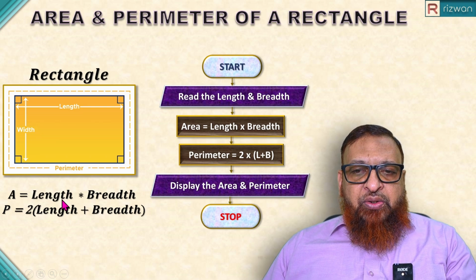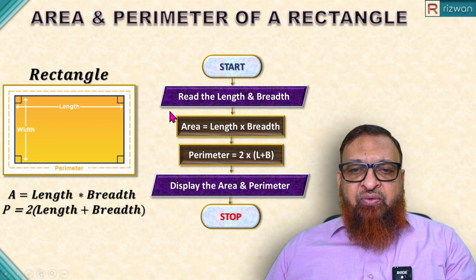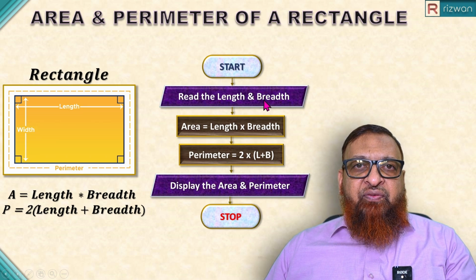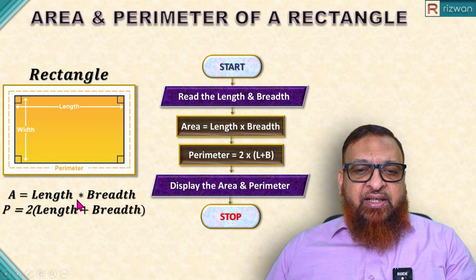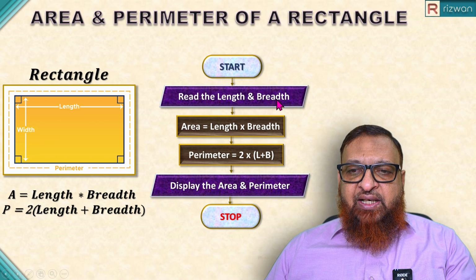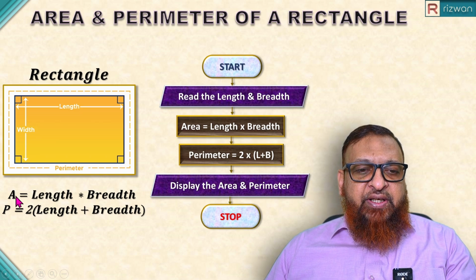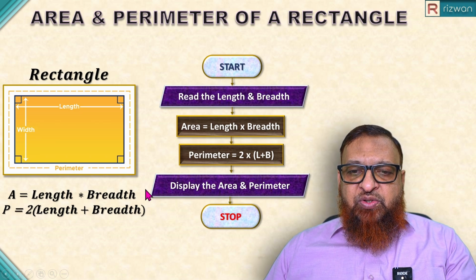Fine. So we will design a flow chart. We need to identify the input and output. Input is what? Length and breadth. So we are going to read the length and breadth. What is the output? A and P, that is area and perimeter. Here you can see this is to display the area and perimeter.